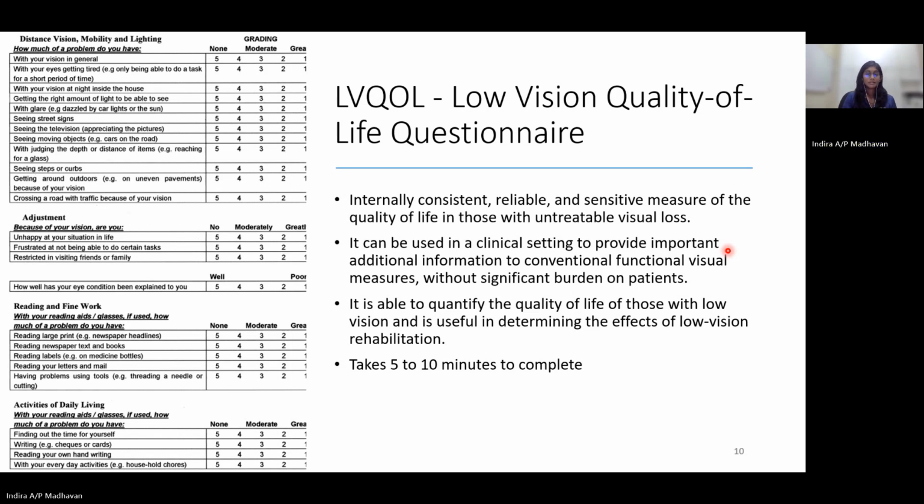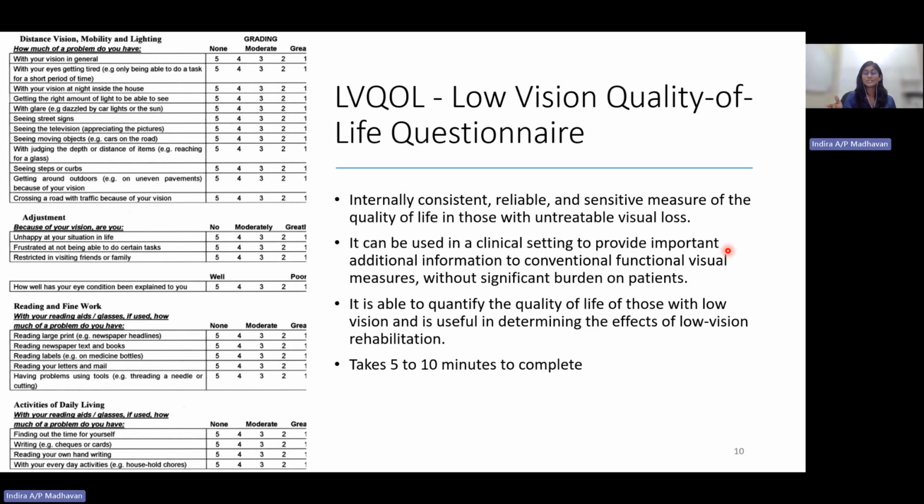Okay. So after we give treatment or management or therapy or any devices at the end of the session, they go back and try the devices. Maybe after 3 to 6 months, we do the questionnaire again. So before treatment and after treatment, if the score is better after 3 to 6 months, that shows that the treatment or the advice that you have given to the patient is effective.